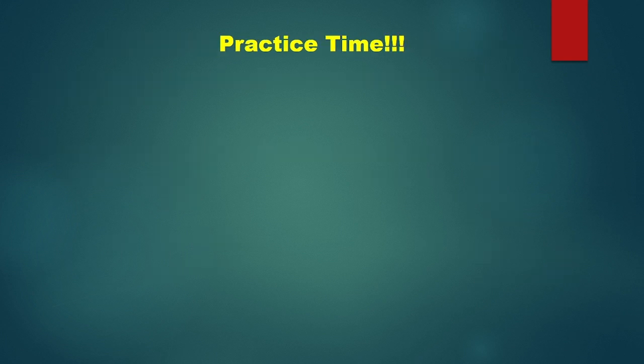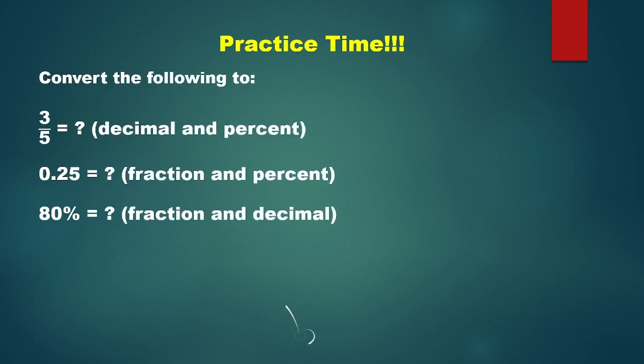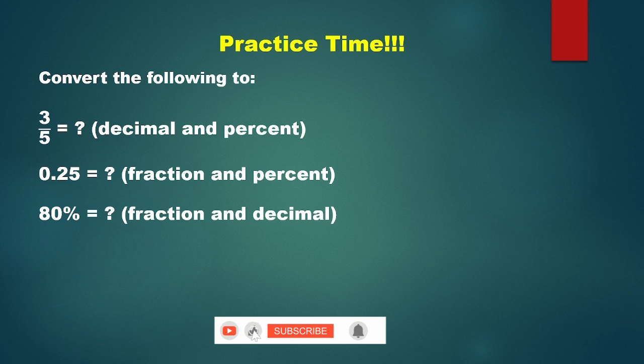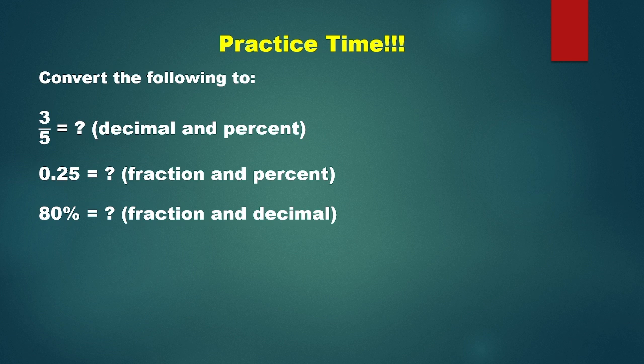Practice time. Kindly pause the video and try out this practice question. You are expected to convert the following. The first one, 3 over 5: you have to convert it into a decimal and also into a percent. 0.25: you have to convert it into a fraction and into a percent. 80%: you have to convert it into a fraction and also into a decimal. Drop your answers in the comments and I'll be checking.